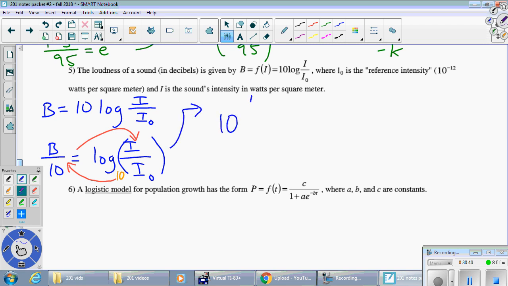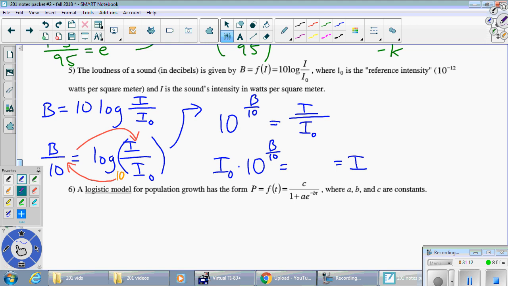10 to the B over 10 equals, and then the log isn't here anymore, it's just I over I sub 0. Okay, that is the definition of common log. We're just translating it to its corresponding exponential version. And again, solving for capital I, we just have to multiply both sides by the constant I sub 0. And so it's I equals I sub 0 times 10 to the B over 10.